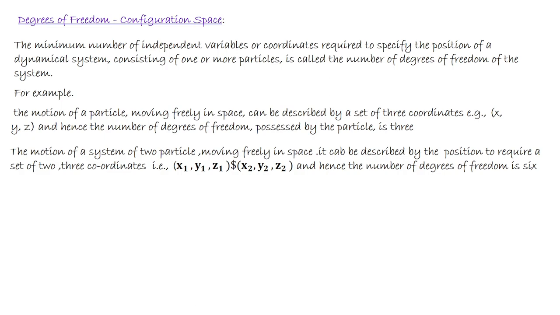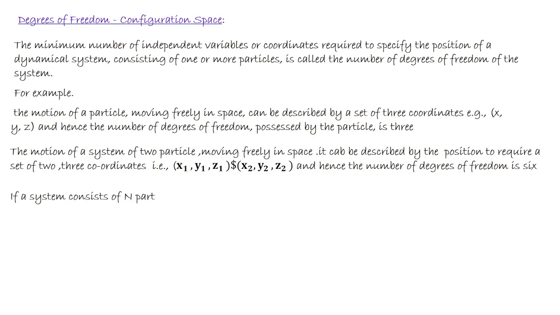Here I mentioned the motion of a system of two particles. Between these two particles there are no constraints. I didn't say anything about constraints till now. So two particles are moving in space, and we need to describe these two particles. We require a set of three coordinates to describe such a system.